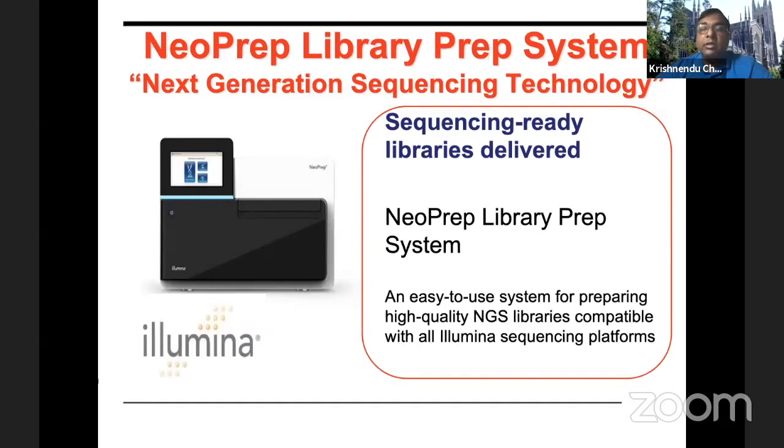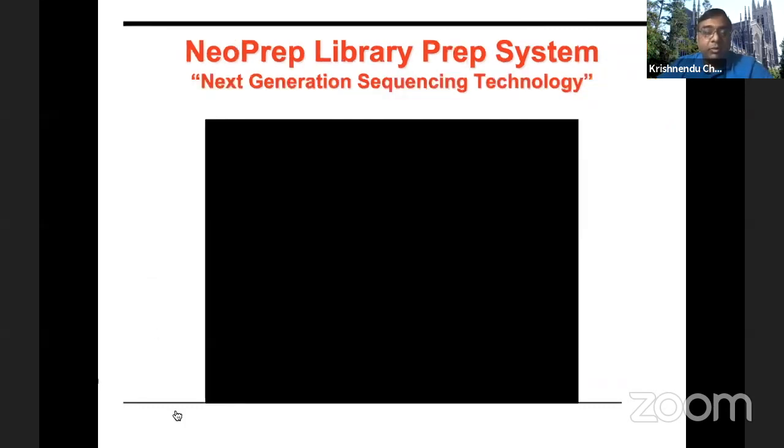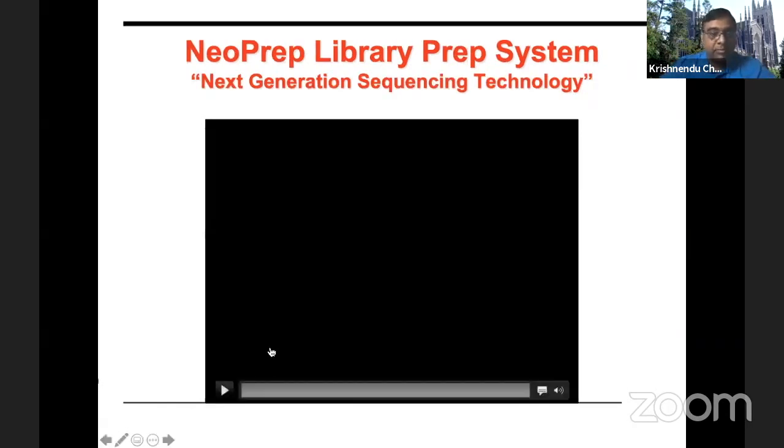Illumina announced the NeoPrep library system that essentially uses these chips. And I'm going to show you a video from Illumina. I hope the sound would work out okay. Let me maximize the sound here. And let's hope this plays well.